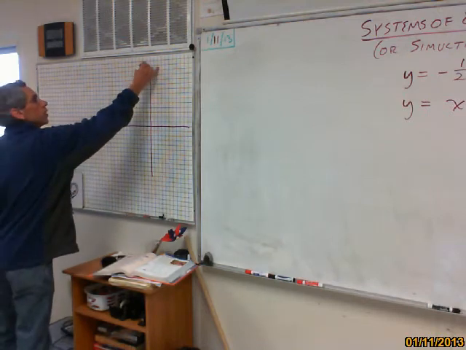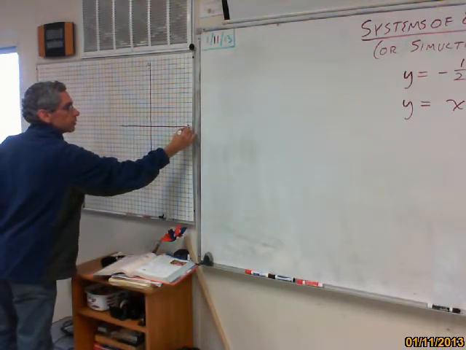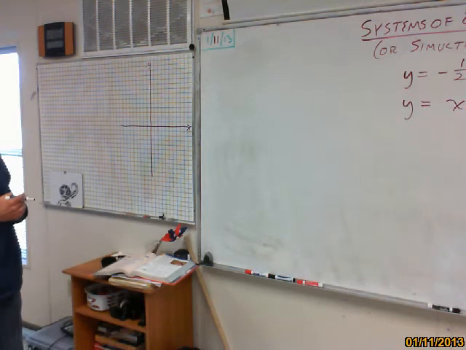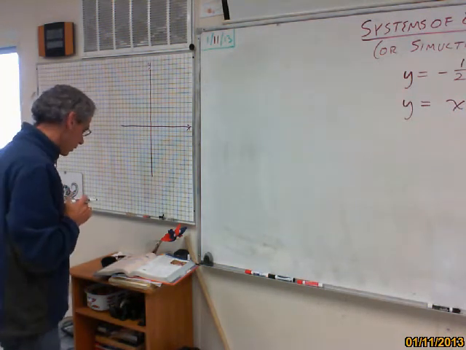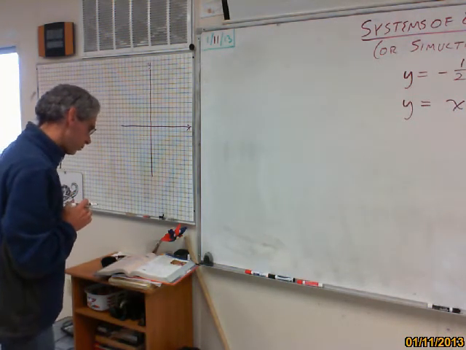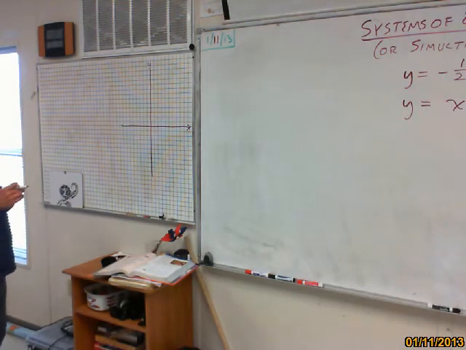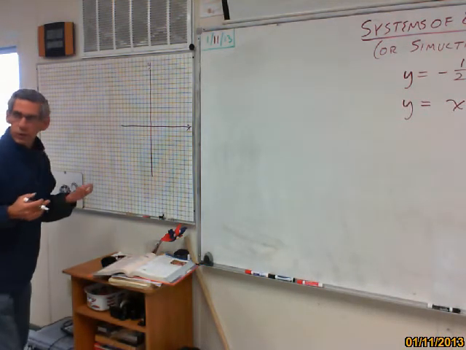Okay, so this is my y-axis, and this is my x-axis, right? So I'm going to graph the first one. Y is equal to negative 1/2 x plus 3. Negative 1/2 x plus 3. So what's the first thing I do?